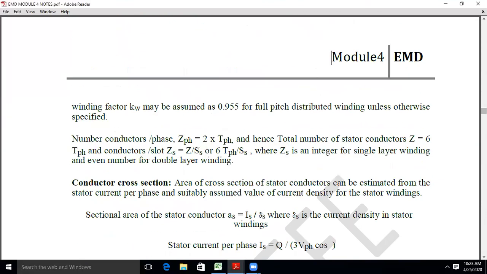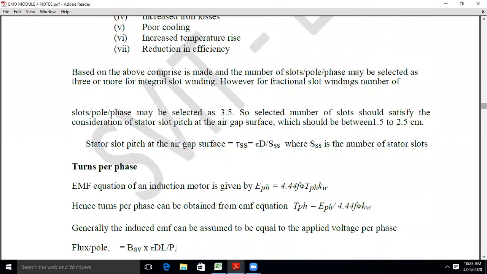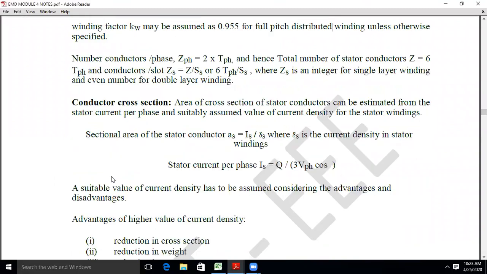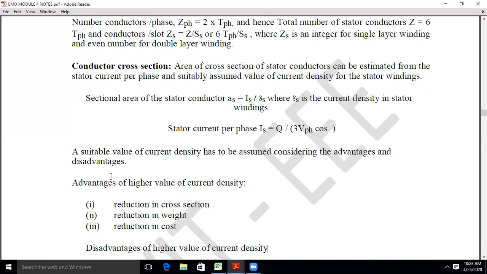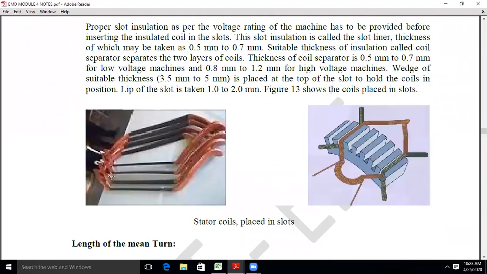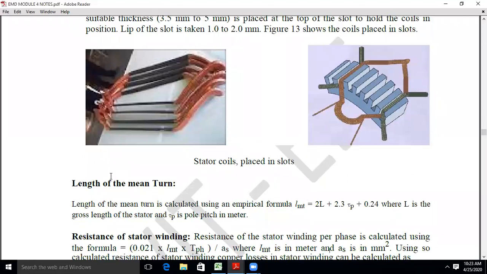In the next class, we'll discuss the next topic, that is turns per phase, and the remaining topic, conductor cross-sectional area, and again we'll solve some examples, and we'll discuss some more design parameters.